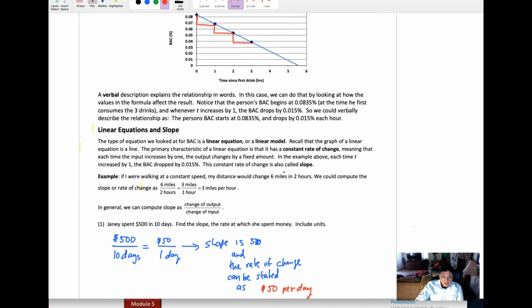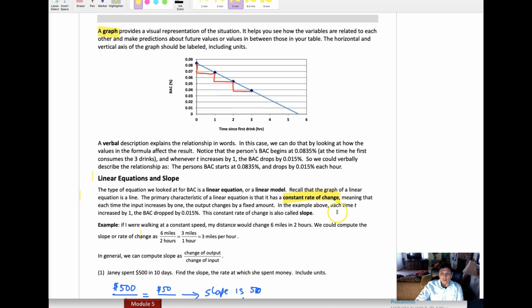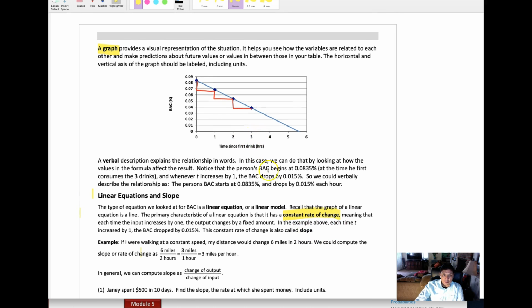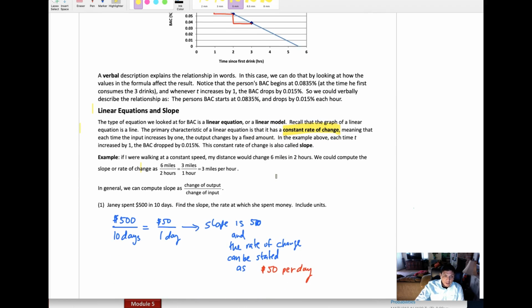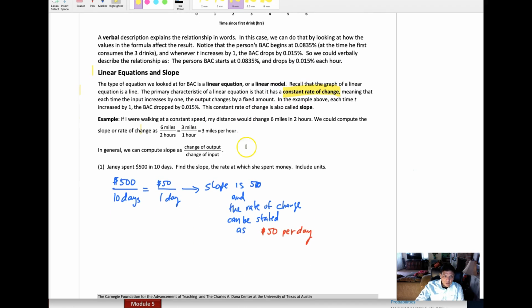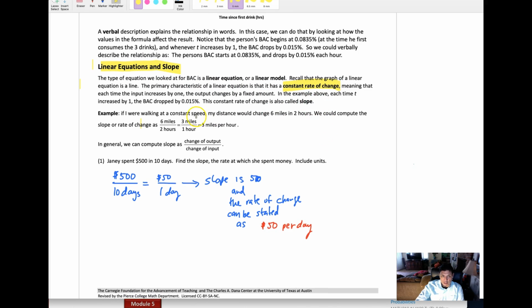What that allows us to do is determine what's called the rate of change, how fast something is changing. For a linear equation, the rate of change is constant, and so it drops by a certain amount. In this case, it drops by negative 0.015%, or negative 0.015. One of the first things we talk about is what we call the slope, or the slope of a linear equation. That slope represents a rate of change, how fast something is changing, how the values are changing.